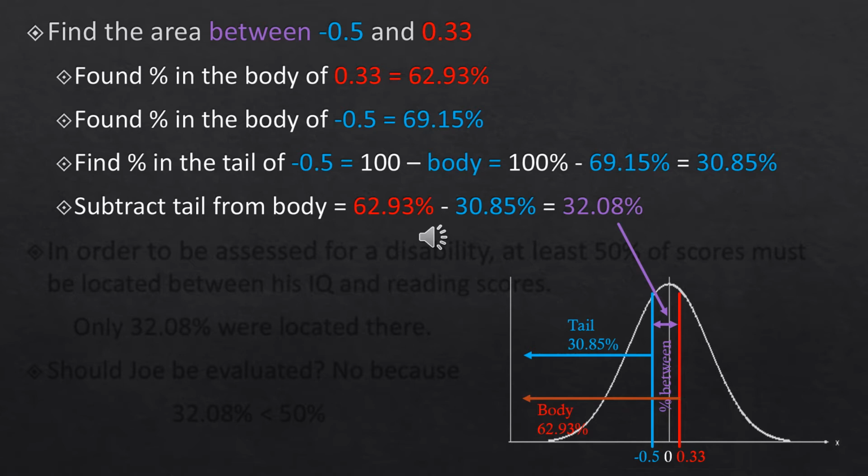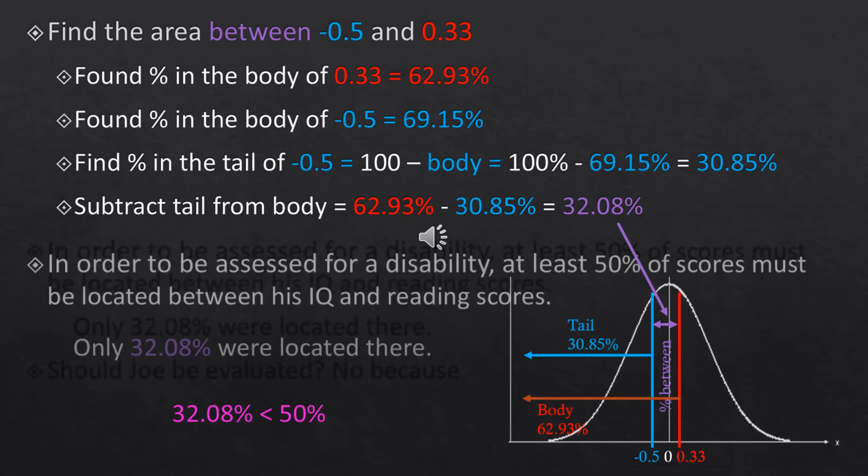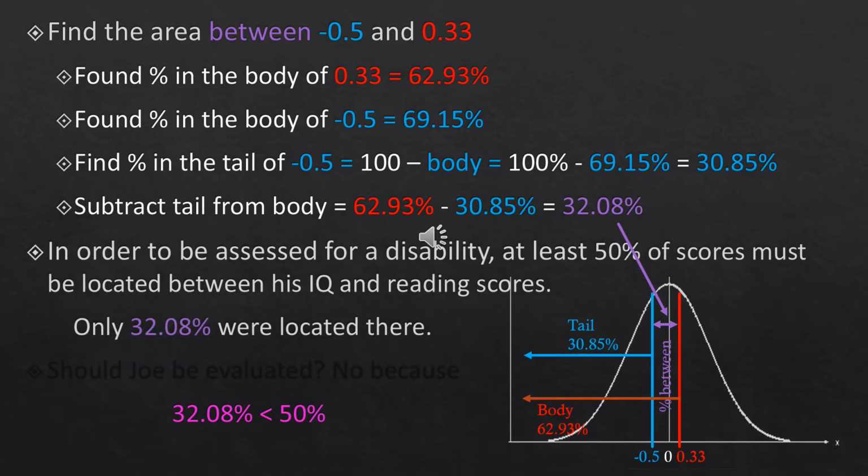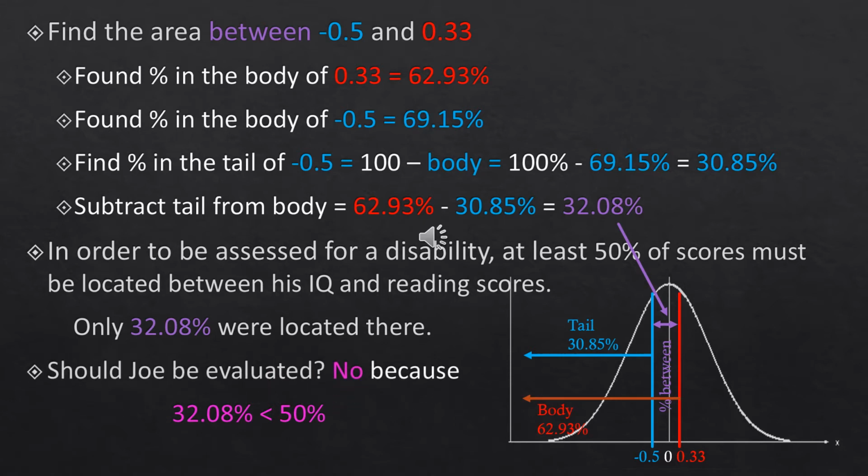And when we do that, we get 32.08% of the scores are between two z-scores of minus 0.5 and 0.33. In order to be assessed for a disability, at least 50% of scores have to be located between Joe's IQ score and his reading score.